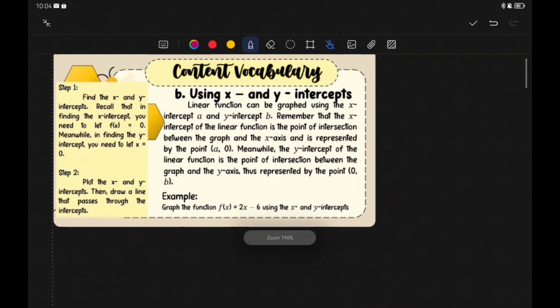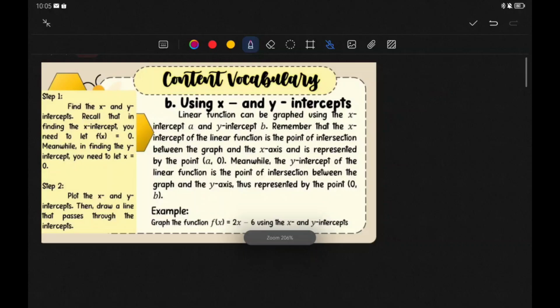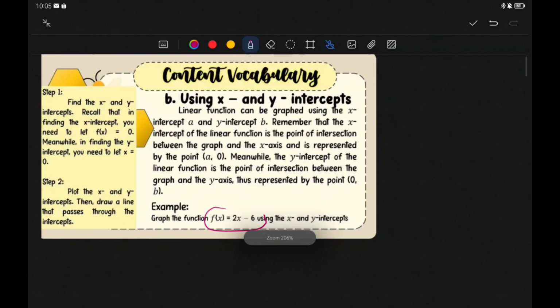Now, let's graph the function f of x is equal to 2x minus 6 using the x and y intercepts. Now, in finding the x and y intercepts, we need to recall that in finding the x-intercept, you need to let f of x is equal to 0, and for y-intercept, you need to let x is equal to 0. So, let's begin. Let's have first for x-intercept.